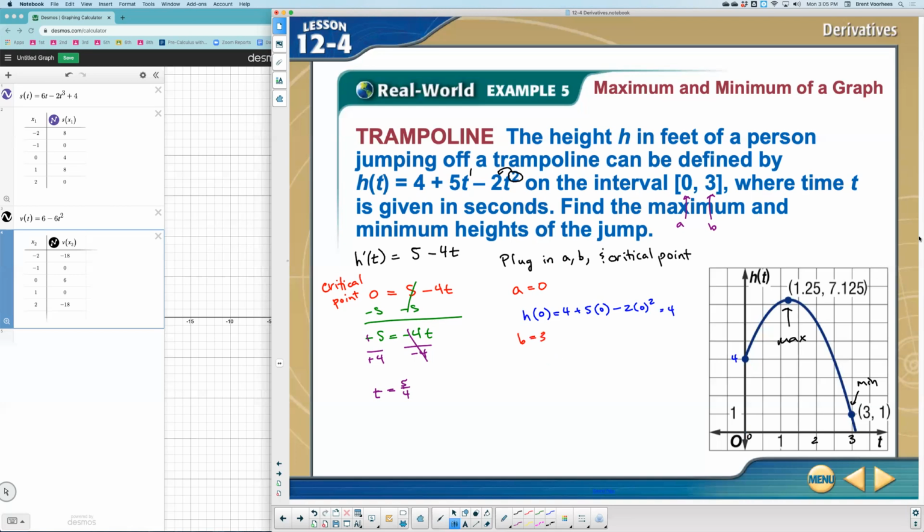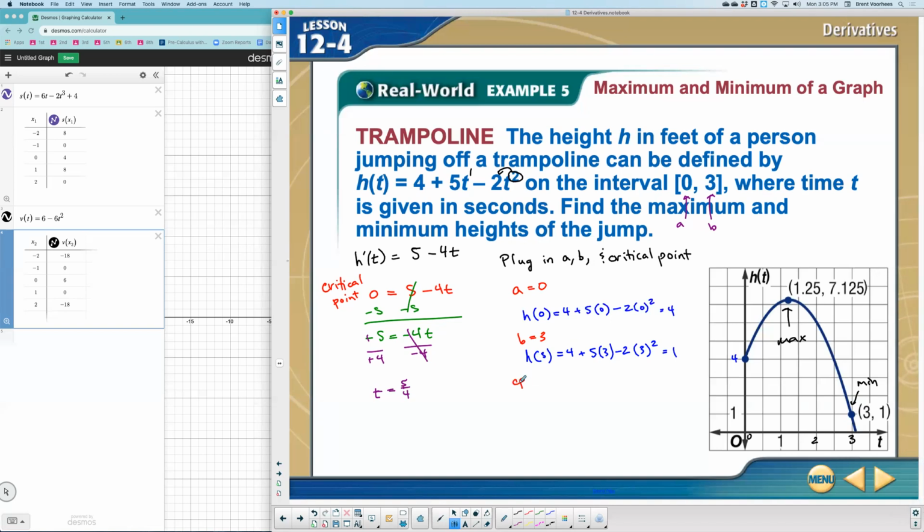So let's plug that in. H of 3 is going to equal, and this would probably be quicker if I just use the calculator, but I'll write it out. 4 plus 5 times 3 minus 2 times 3 squared. Okay, PEMDAS says I need to do this exponent first. 3 squared is 9. Multiply that times 2. That's going to be 18. We have a 15 plus a 4 is 19 minus that 18. I'm getting 1. And so at 3 seconds, I should just have a height of 1. Yep, that looks good. And now we plug in the critical point.